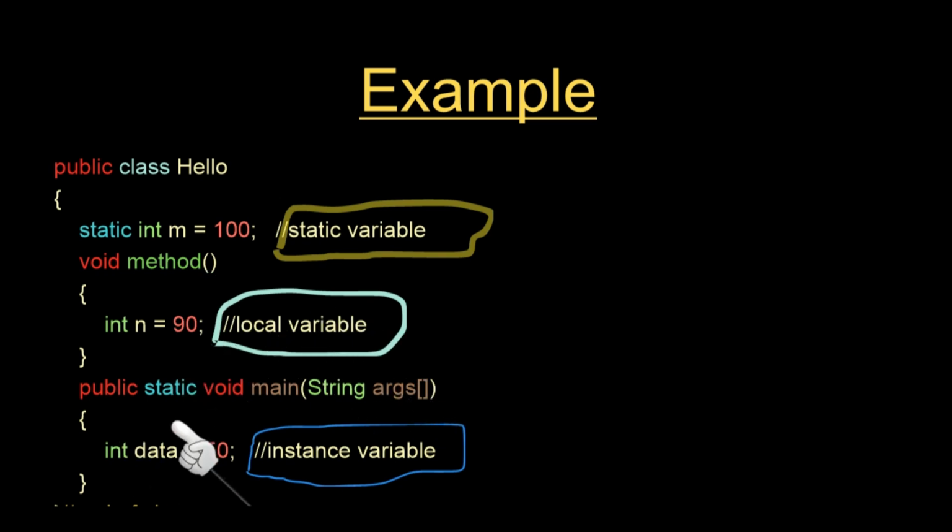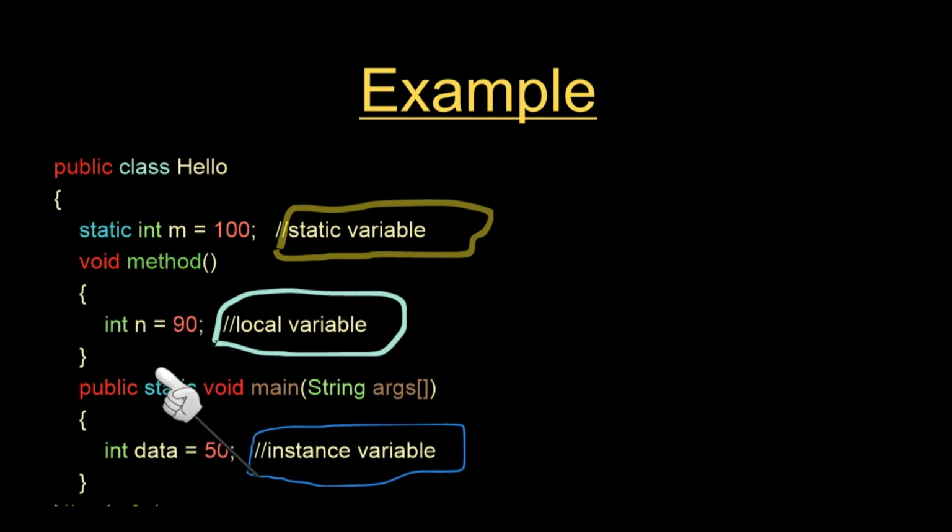The very last one we want to talk about is the instance variable. This is also our public static void main, which you must be familiar with by now. Here we have int data, with the variable name data, and we set it equal to 50, and this is an instance variable. We created this right inside the main method, and that's basically how you create an instance variable.